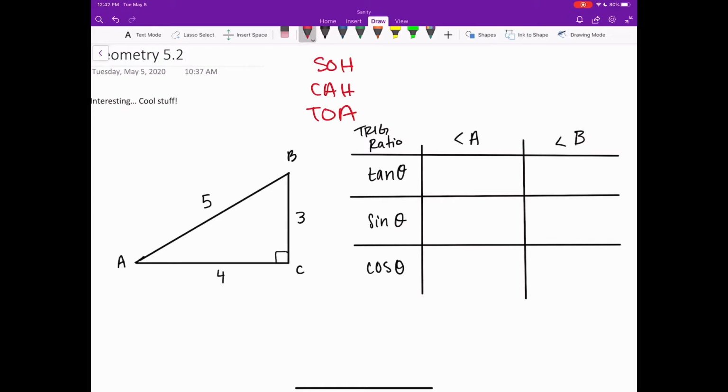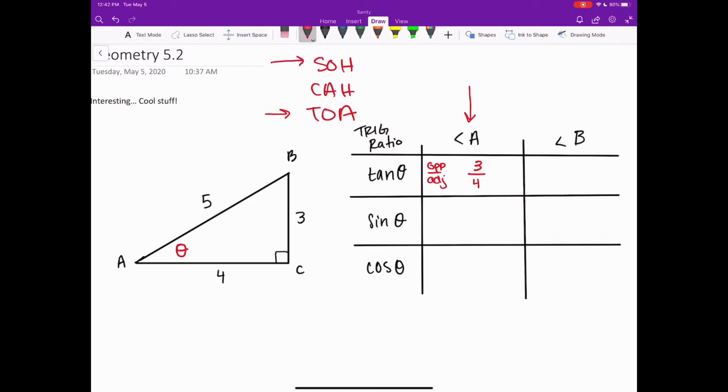The tangent ratio of angle A, looking at my mnemonic device, is opposite over adjacent. With angle A as our reference angle, I'm going to add a little theta down here. We're looking for opposite over adjacent. The opposite side to theta is 3. The adjacent side to theta is 4. So we have a ratio of 3/4. I almost said 4/3. 3/4.